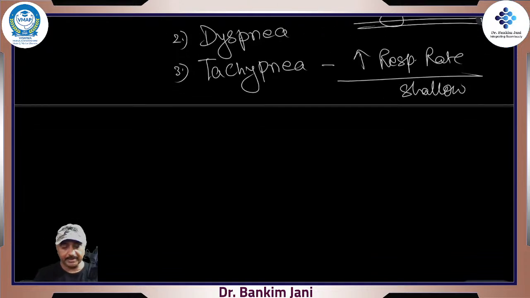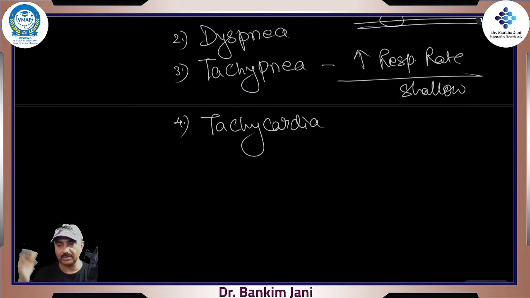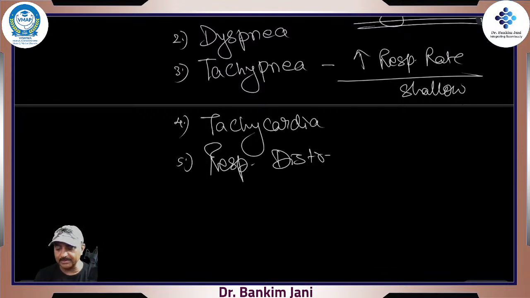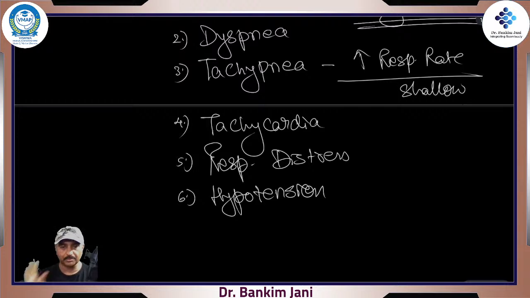You watch their pulse. That would be super high, has to be. So that is tachycardia. The patient is sitting and still the pulse is going 120, 130. Then respiratory distress, you will see this distress on the face, with every breath there would be pain on their face. And you check the blood pressure, there is hypotension, a drop.